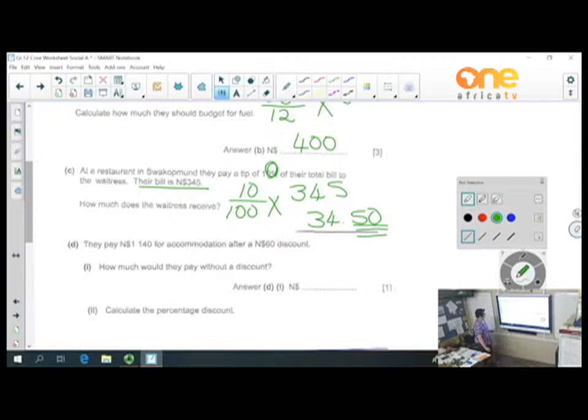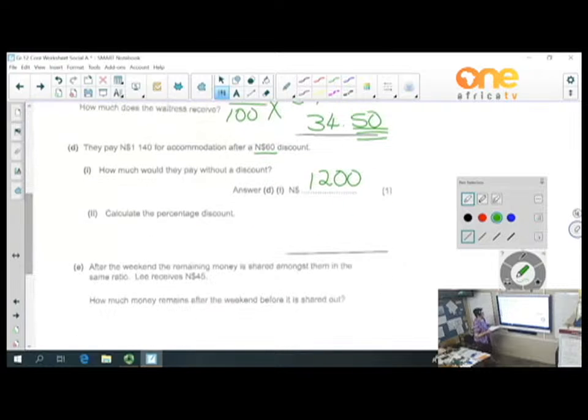They pay $1,140 for accommodation after a $60 discount. How much should they pay without the discount? Must you add or subtract? No, this is the discount. So originally they should have paid more, isn't it? If you get $60 back, you pay $60 less, then you add the 60 to there. That was the original amount. So it's $1,200. That was the bill. Minus the 60 is now that 1,140. They'll cheat you if you don't know this.